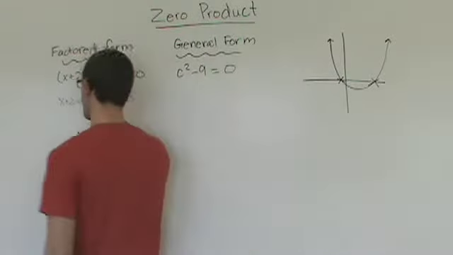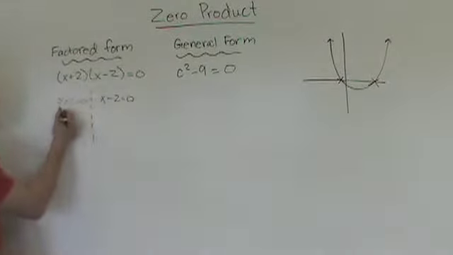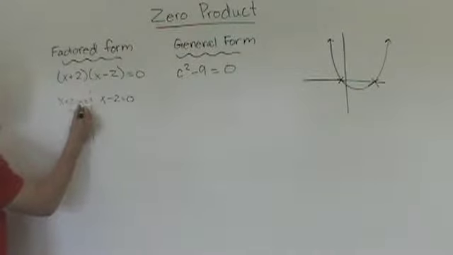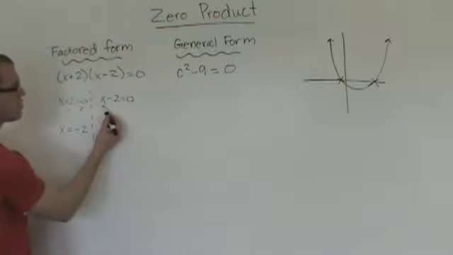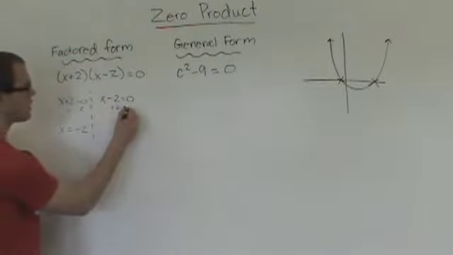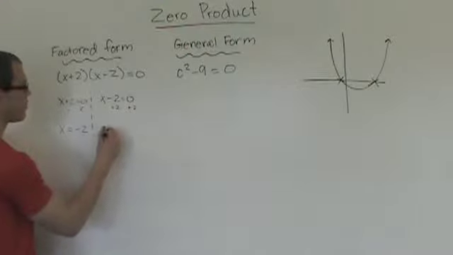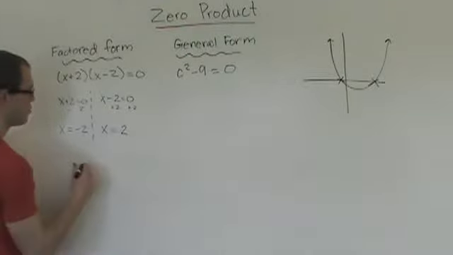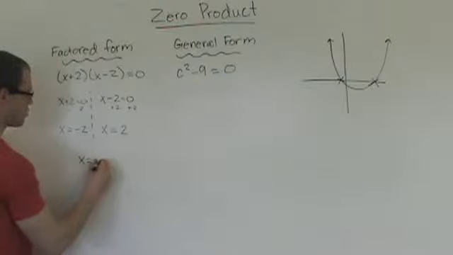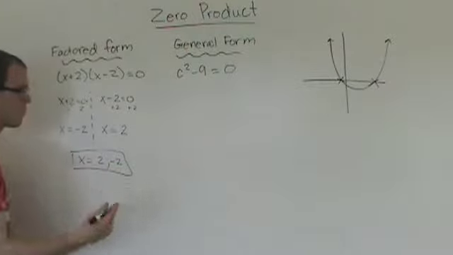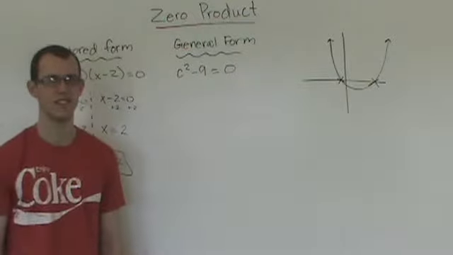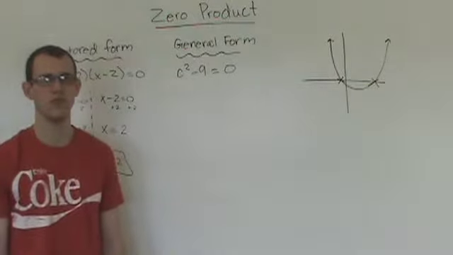So if I want to find what x is, I would subtract 2 over for this one. So I have x equals negative 2. For this side, it's x minus 2 equals 0, so I'd add 2 to both sides. That would leave me with x equals positive 2. So my solution would be x equals 2, negative 2. That's all it is. Simple.